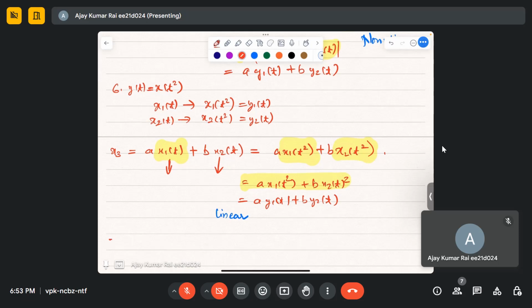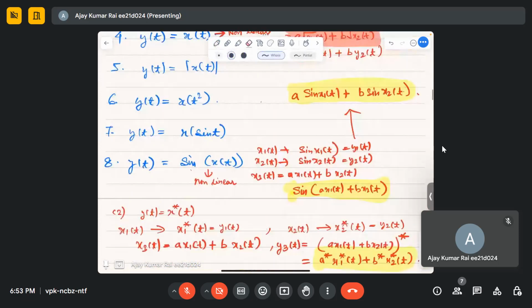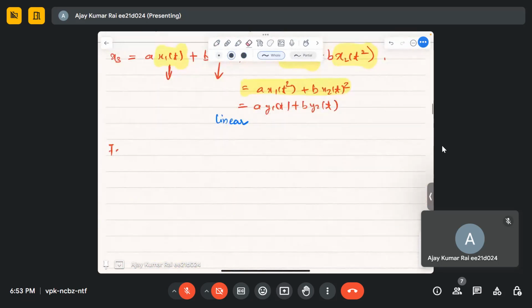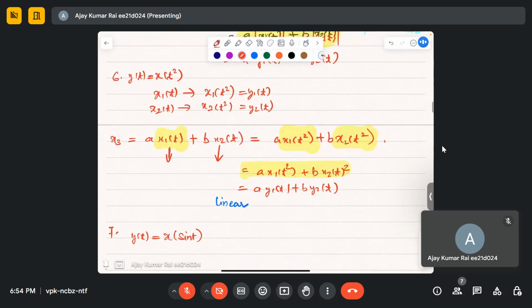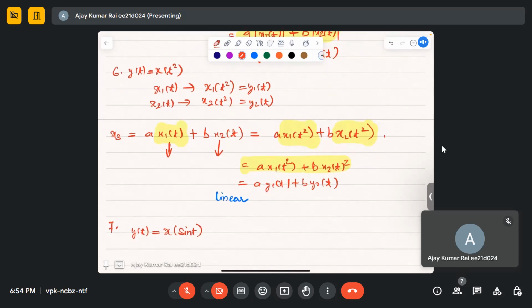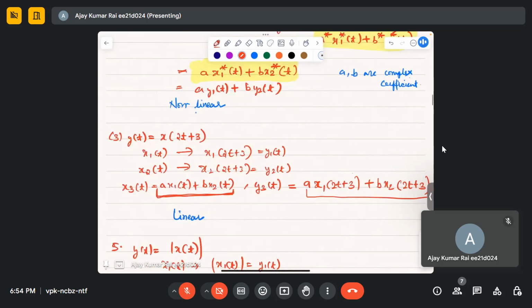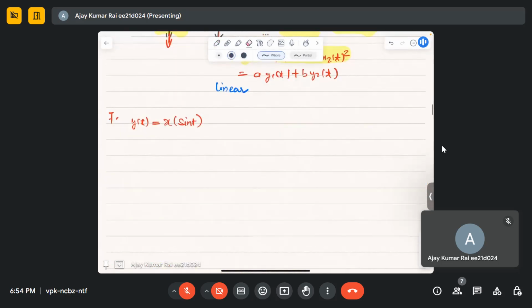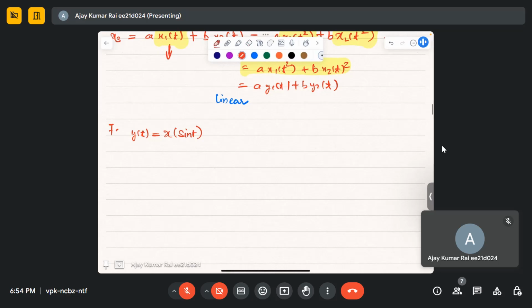Similarly, if you solve the seventh one, the seventh is y(t) equals x(t) sin t. So there is no operation on x; that is inside. You see, the sixth problem is x(t) square, the seventh is x(t) sin t, and the previous one that we have seen is x(2t plus 3). This will also be, if you solve, a linear one.